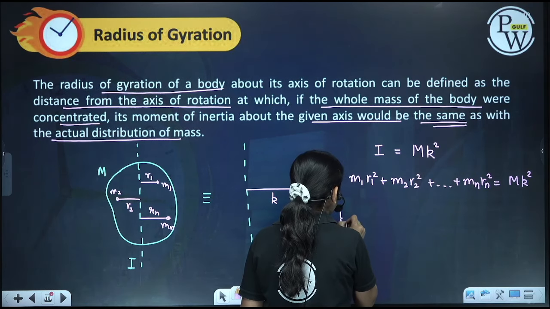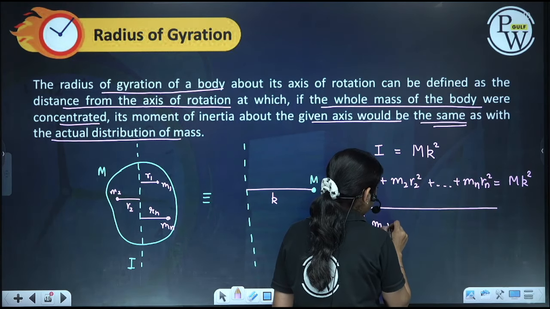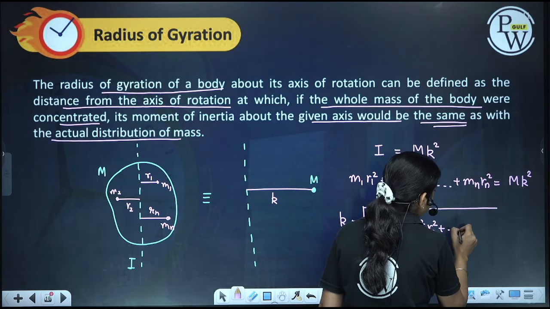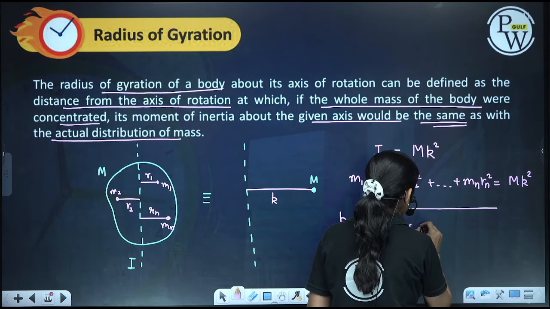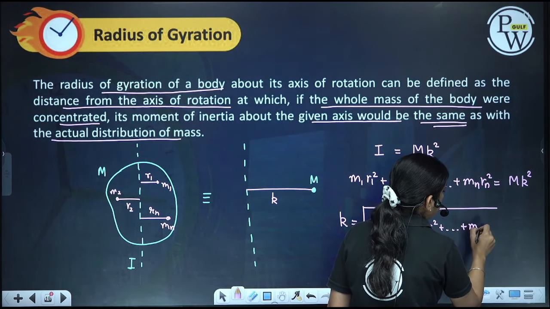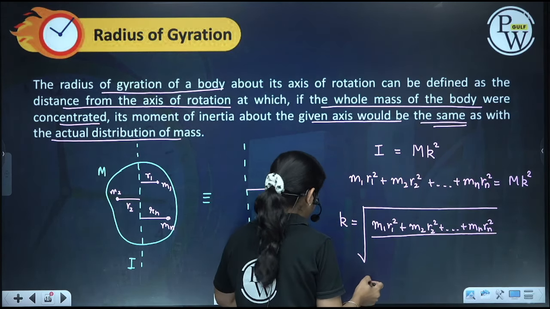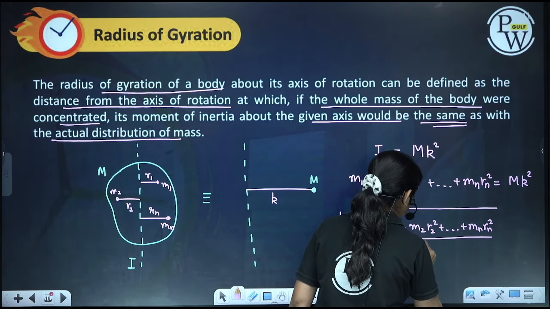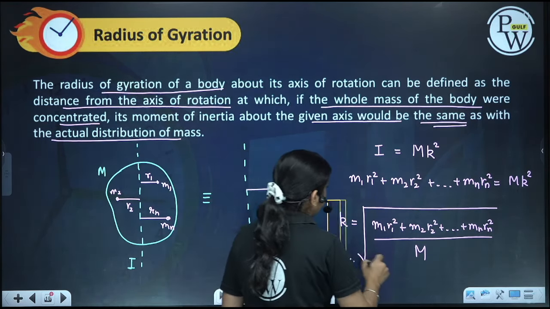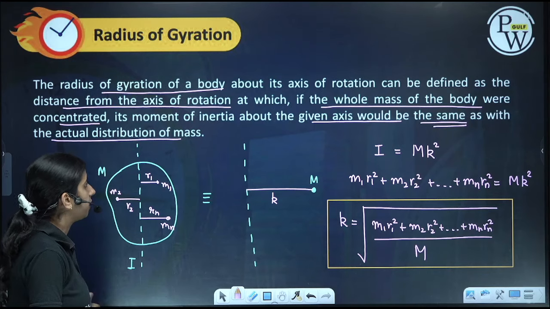So from here we will get k is equal to under root of m1 r1 square plus m2 r2 square and so on, up to mn rn square, divided by the mass of the whole body. Okay, divided by the mass of the whole body. This will be our radius of gyration. Okay, this is the radius of gyration.